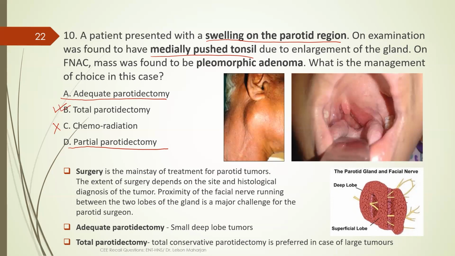As we can see in the picture here, the facial nerve goes through the parotid gland, and the portion of the parotid gland that lies lateral to the facial nerve is called the superficial lobe, and deeper to the nerve is called the deep lobe. As the tumor is involving both the superficial and the deep lobe, we have to take out both of these lobes to gain access to the deeper portion. Rarely, if there is a small tumor present in the deep lobe, adequate parotidectomy is done, but normally adequate and partial parotidectomy is reserved for small lesions present in the superficial lobe.